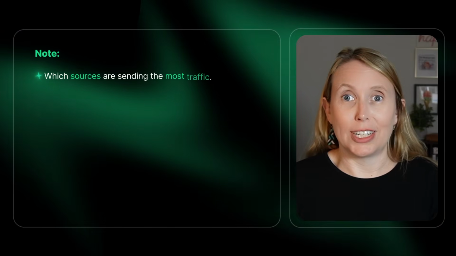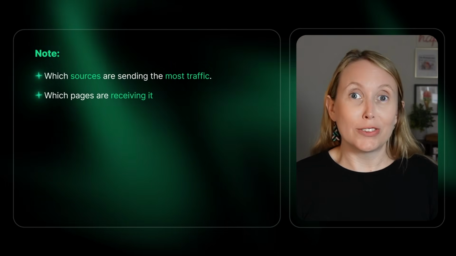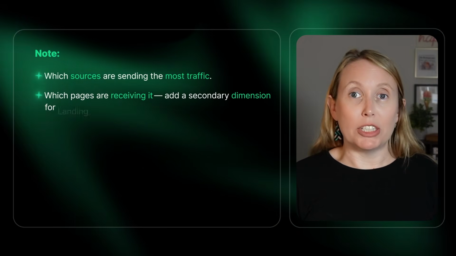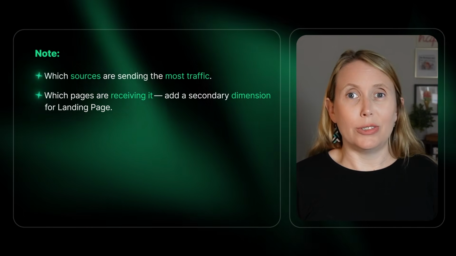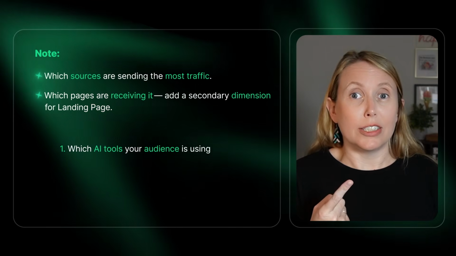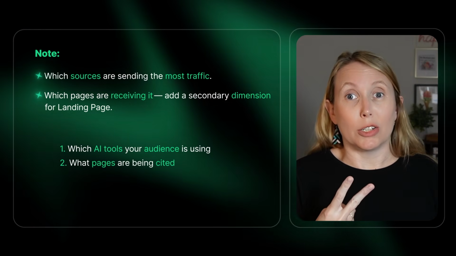Note which sources are sending the most traffic. Note which pages are receiving it. Add a secondary dimension for landing page. This tells you two things: which tools your audience is using and what pages are being cited. This landing page data is gold.